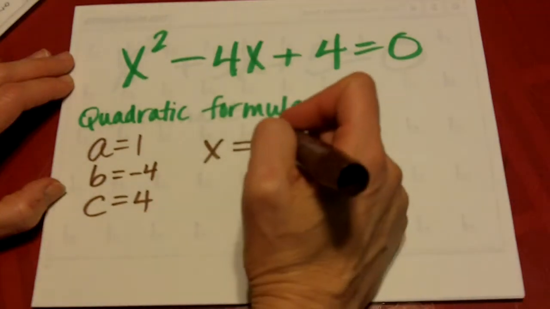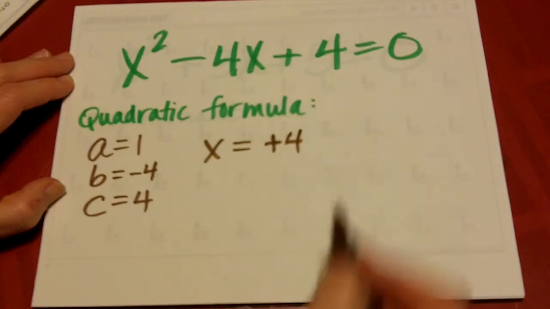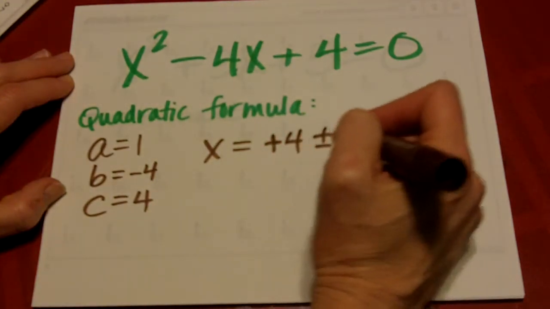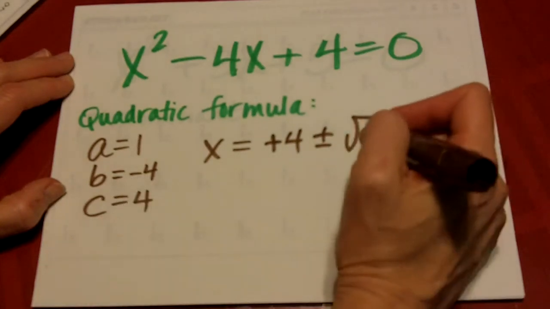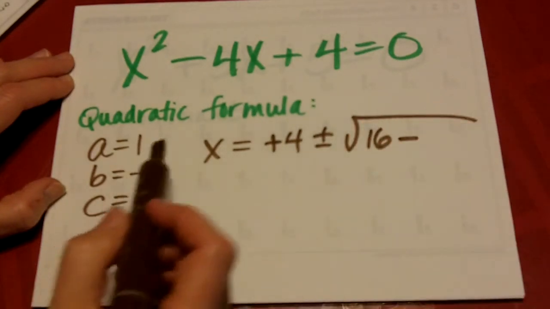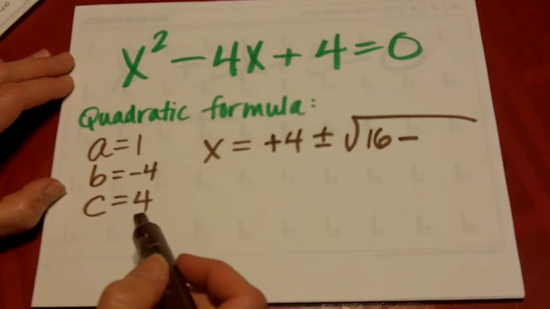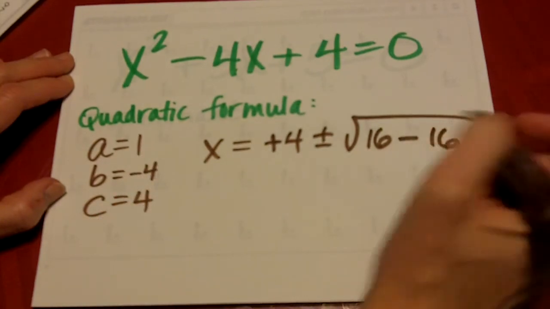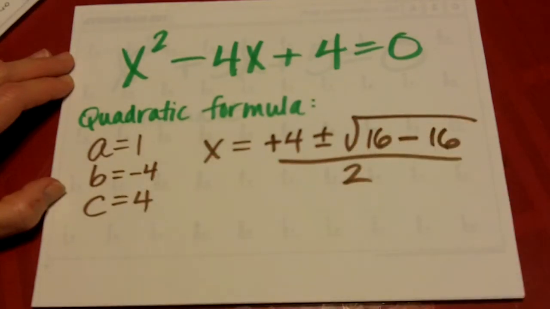Okay, x equals negative b, or negative negative 4, which ends up being a positive 4, plus or minus the square root of b squared. Well, negative 4 squared is 16, minus 4 times a, which is 1, times another 4, which is 16. So 16 minus 16 all over 2a, or 2 times 1, which is just 2.